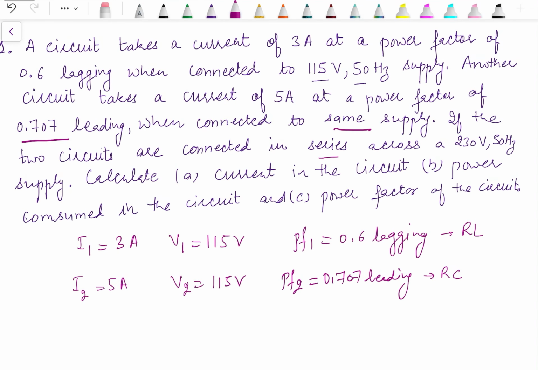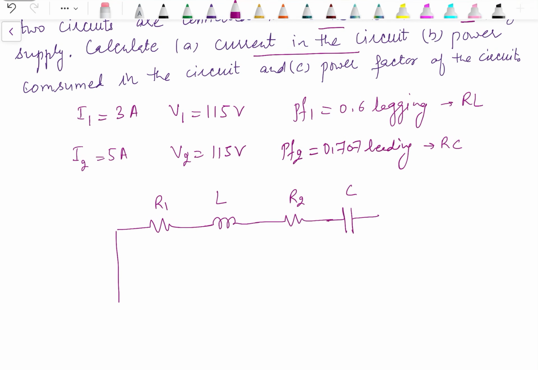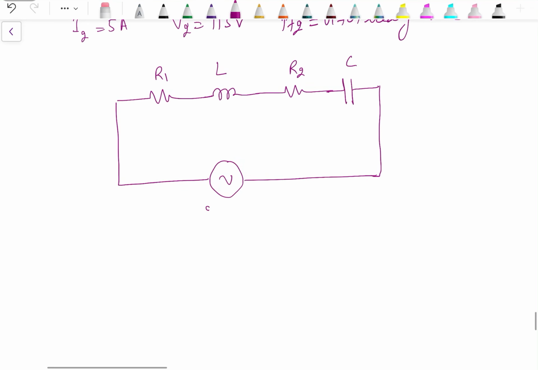If the two circuits are connected in series across 230 volt 50 hertz supply, then we have to calculate the current in the circuit, power consumed in the circuit, and power factor. So it means the circuit looks like this: R1, L, R2, C, applied voltage is 230 volt 50 hertz. We have to find out the current, power factor, everything.